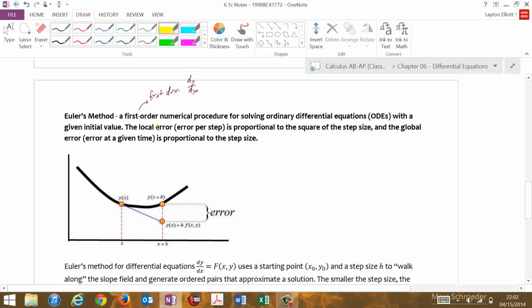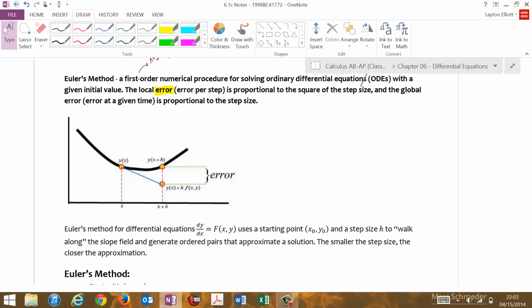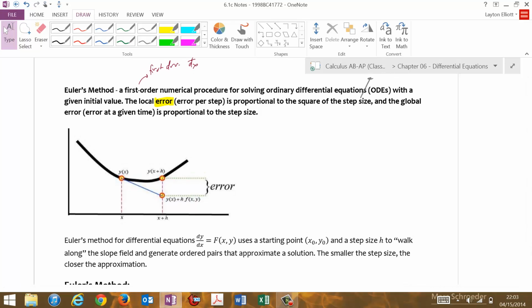It is an approximation, so there's an error. And the error is proportional. You don't have to memorize this. But it's proportional actually to the square of the step size. Step size is what our kind of, well, in the previous one it was 0.1, but it's however much we're walking by. And the global error, meaning the error of the whole thing, is really just proportional to the step size. So the smaller the step size, the better approximation you get.